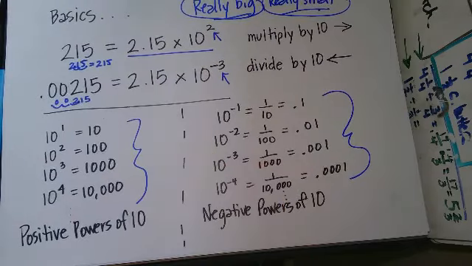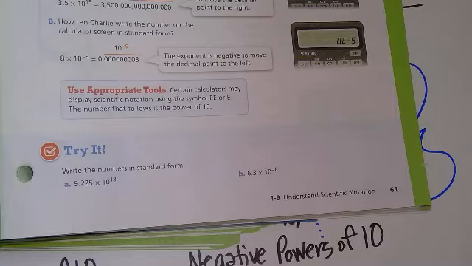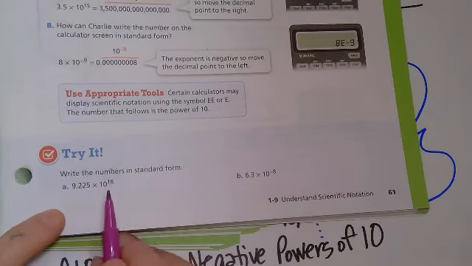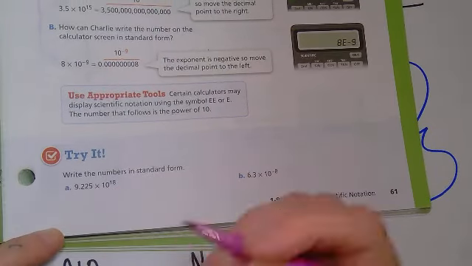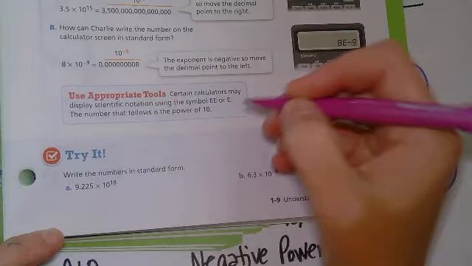All right, so let's do one of the try-its together before you get to work on some of the practice problems on your own. All right, I'm on the bottom of page 61. This is the end of 1.9. So if you got through 1.8, both sections go together pretty nicely. So here you're asked to write these numbers in standard form, which is a little ridiculous when I look at the size of the exponent, but it's okay.